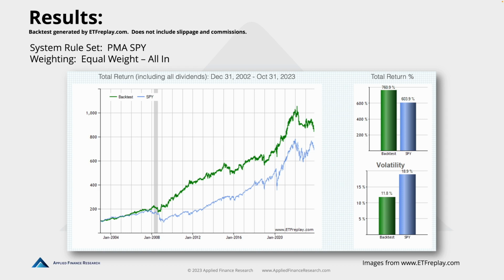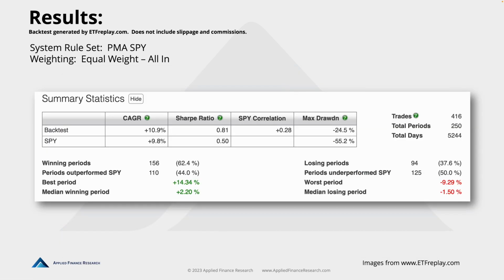The graph on the left is an equity curve where the vertical axis is percent return and the horizontal axis is time. The green line is the backtest of the system, and the blue line is the S&P 500. On the right, we see that our system returned 760.9% for this period, while the S&P returned 603%. Volatility is the annualized standard deviation of daily returns, and we see that the system had much lower volatility than the S&P 500. So in sum, the system has a greater return on lower volatility than the S&P.